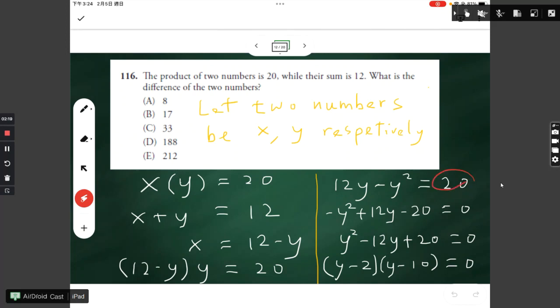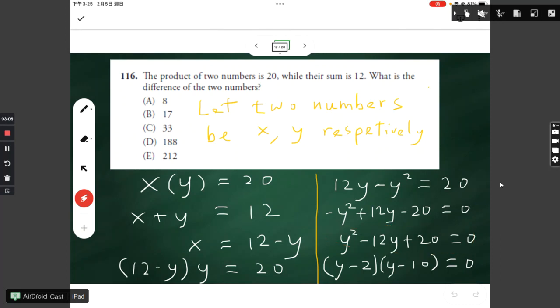And move the 20 to the left-hand side: minus y squared plus 12y minus 20 equals 0. You have a negative 1 here, so it's easy. We want to get rid of it by multiplying every term of this equation by negative 1. Negative y squared becomes positive y squared, 12y becomes negative 12y, negative 20 becomes positive 20, and 0 times negative 1 is still 0. So this becomes solving the quadratic equation in y.